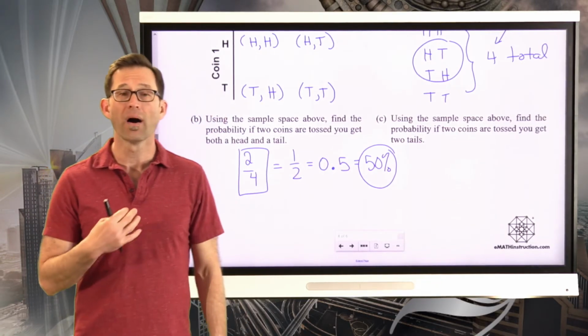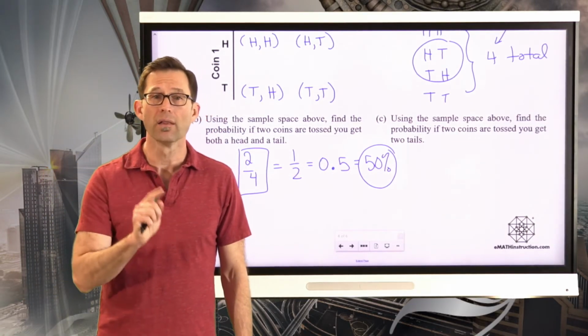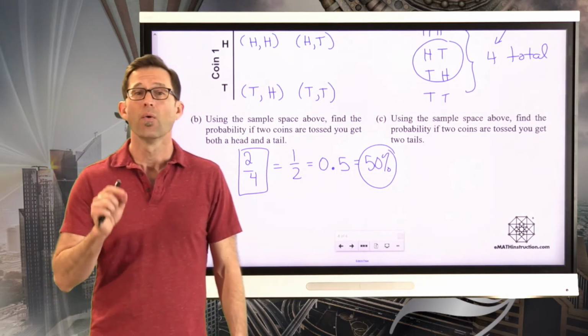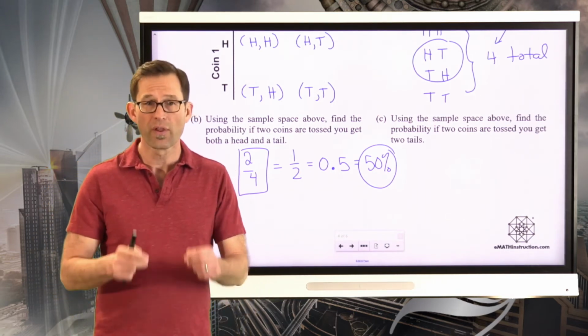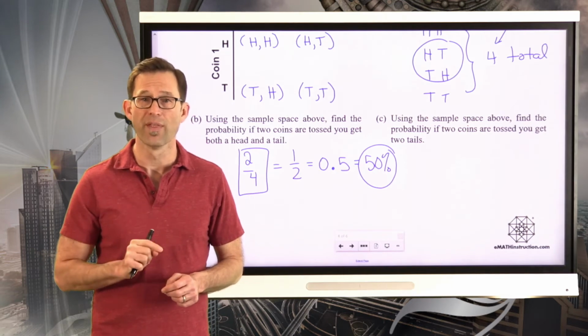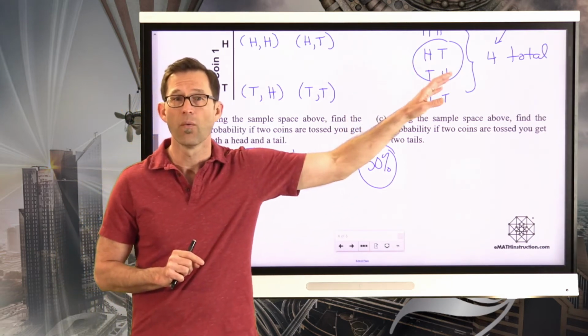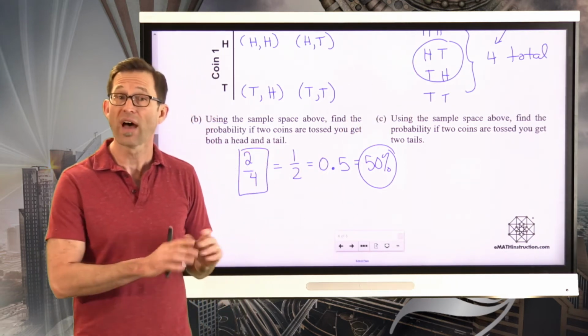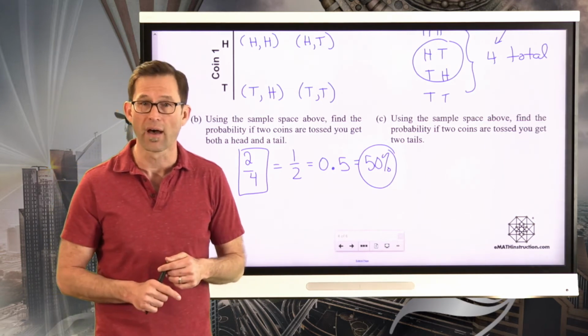If you look back at my simulation, or better yet, look back at your simulation, did you, out of those 30 flips, did you get roughly half of them that landed on 1 head and 1 tail, right? That's what, in theory, you should have.